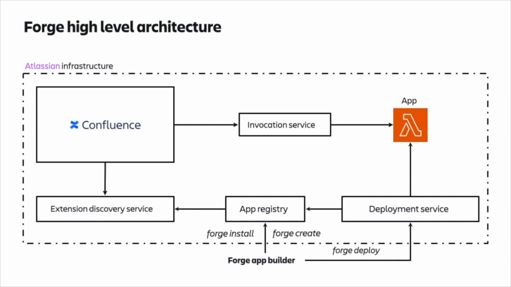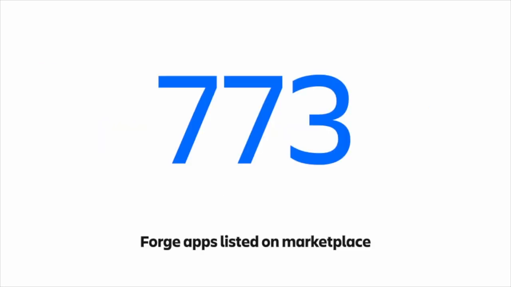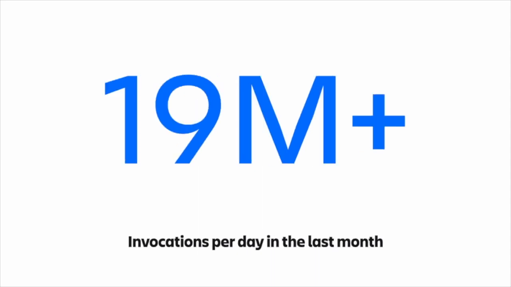So we started with this architecture of Forge, built features around it, and we have been able to scale Forge from zero to over 773 Forge apps listed on Marketplace as of last week. And we have over 19 million app invocations in a day in just the last month.